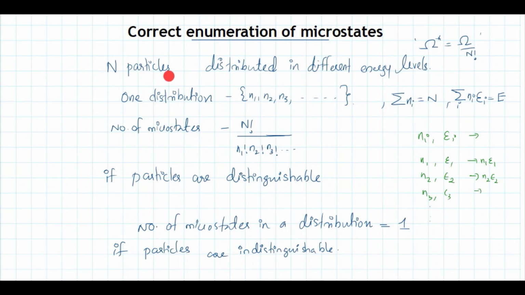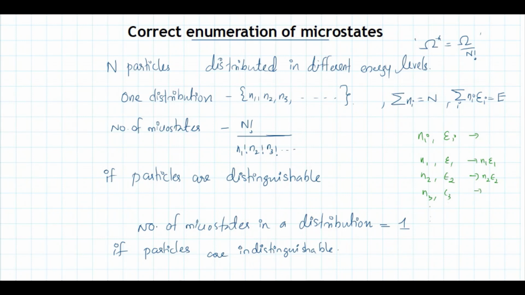Suppose we have n particles distributed in various energy levels and having a total energy E. Then suppose there are n1 particles with energy E1, n2 particles with energy E2, n3 particles with energy E3 and so on. Then the macrostate is defined as sigma Ni is equal to capital N. Total number of particles should be capital N and total energy sigma NiEi should be capital E. This defines a macrostate.